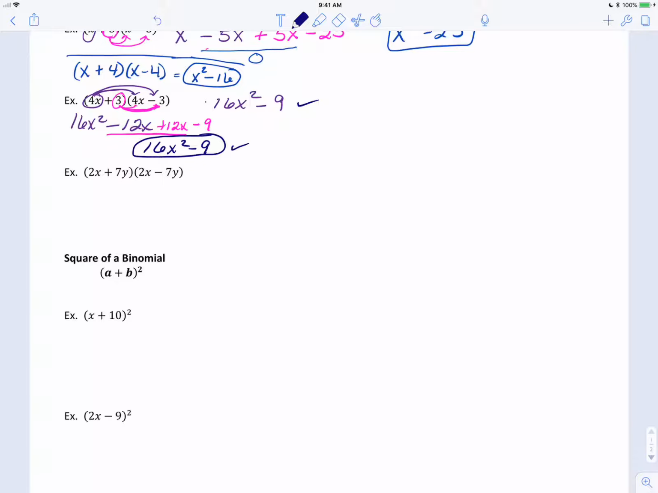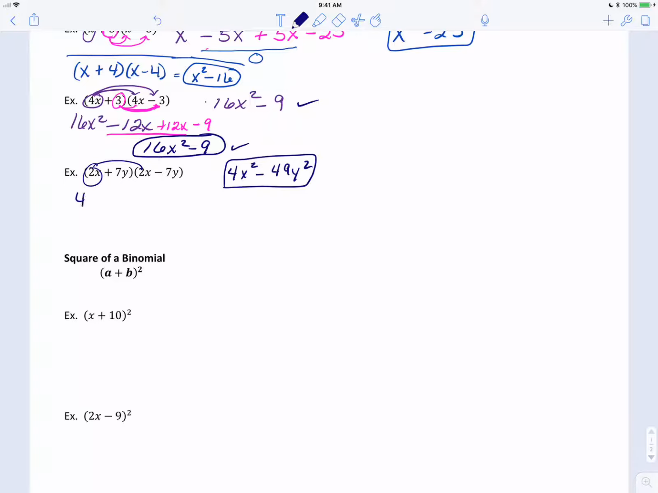Give you a second to think about that, and then we'll work it out. Well, hopefully you said 4x squared minus 49y squared. And that should end up being our answer. But let's go ahead and multiply it out just to see.